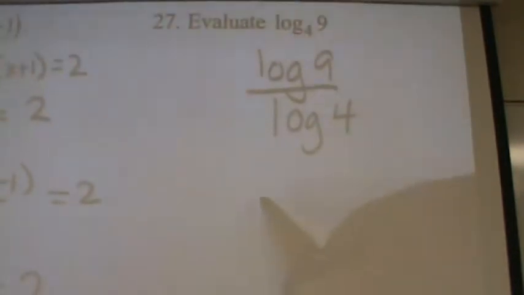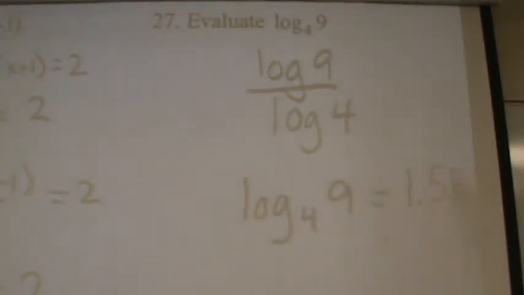And for 27, I would call this a calculator problem. How would you simply do this one? Plug it in. Type it in your calculator. If you have the 83s, you would do log of 9 divided by log of 4. If you have the Inspire in front of you, you would type in log base 4 of 9, and what's your answer? Anyone? 1.58. Excellent.